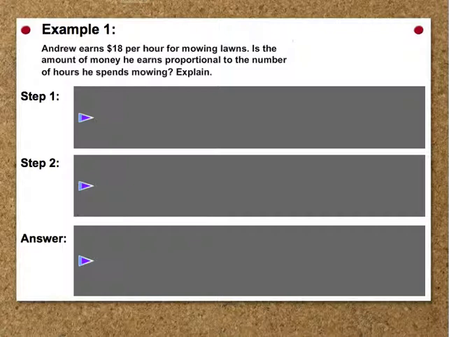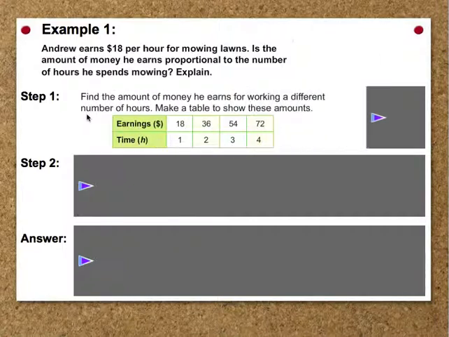So now let's take a look at example number 1. It says Andrew earns $18 per hour for mowing lawns. Is the amount of money he earns proportional to the number of hours he spends mowing the lawn? And explain. So the first thing we're going to do is either create or look at the chart that's already been created for us. And we find the amount of money he earns working a different number of hours. So 18 times 1 is 18. If he works 2 hours, we take 18 times 2 and get 36. And if he works 3 hours, 18 times 3 and we get 54. And 4 hours, 18 times 4, and he gets $72.